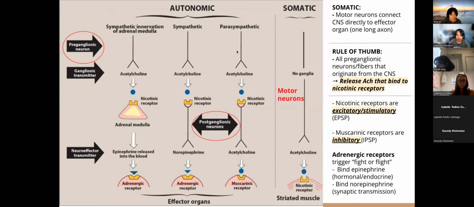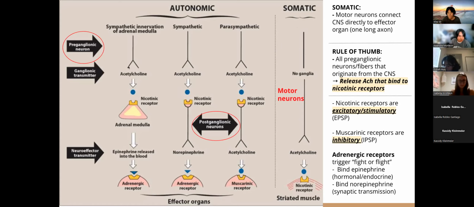We could start off by going over the somatic nervous system. One thing to note here is that there's not going to be a 2 neuron series with the somatic nervous system. What I mean by that is that there's just going to be one long axon that directly connects the central nervous system to the effector organ. And the effector organ in this case would be our skeletal muscle, right? So essentially signals are being directly transmitted from our central nervous system to our effector organ. And this is going to be mediated by motor neurons.